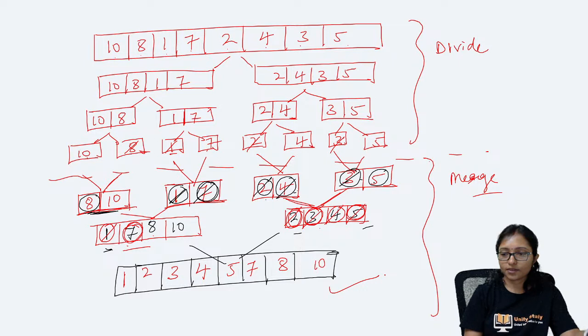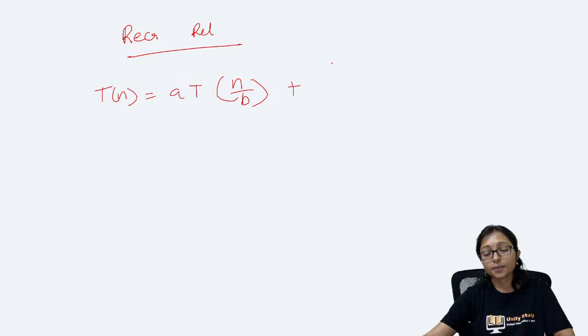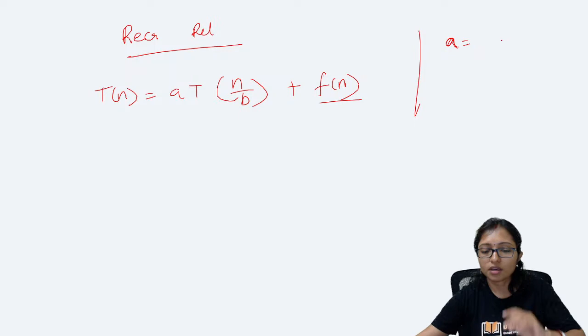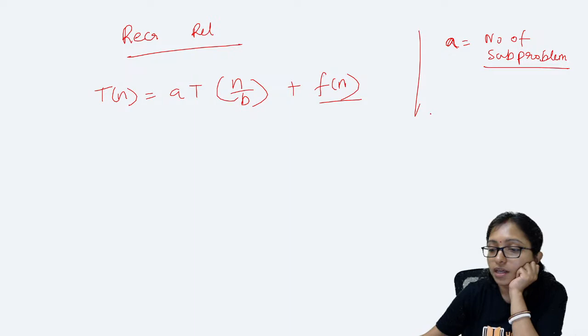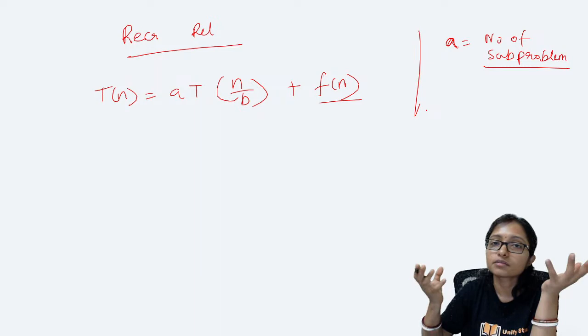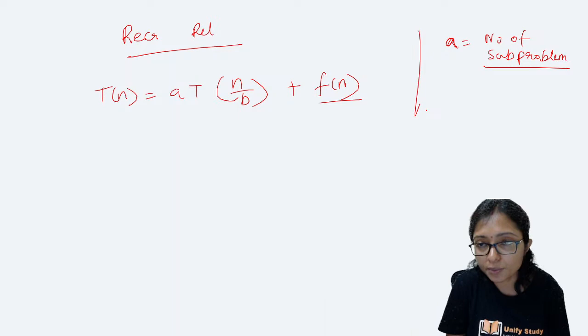So, what is the recurrence relation of the merge sort? The recurrence relation means T(n) = aT(n/b) + f(n). So what is the value of a? The number of subproblems. How many subproblems are there? If it is an odd length, like 7, 9, take one array, there will be 3, another array there will be 4, like this way.